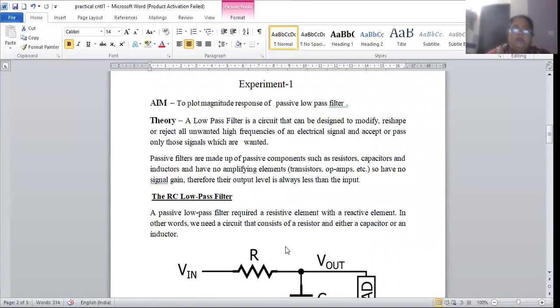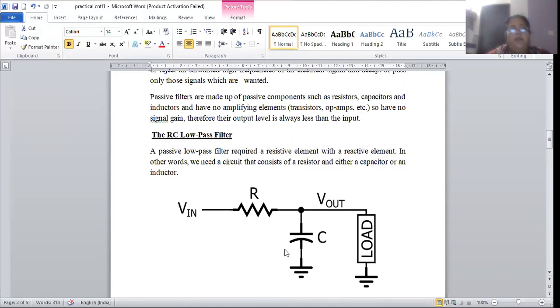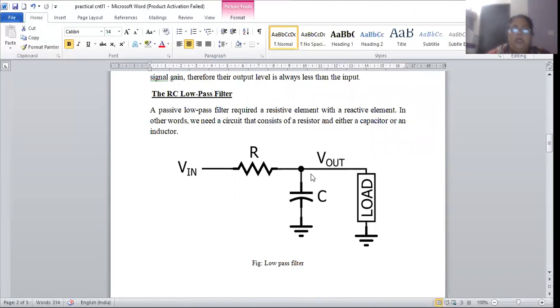Now, the RC low-pass filter. A passive low-pass filter requires a resistive element with a reactive element. In other words, we need a circuit that consists of a resistor and either a capacitor or an inductor. In this experiment, we have made the low-pass filter with the help of a resistor and a capacitor. The load is connected across the capacitor.